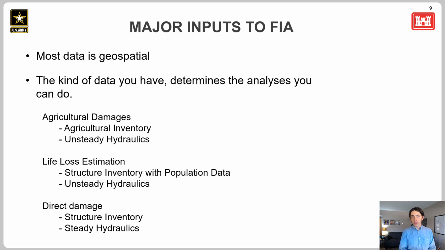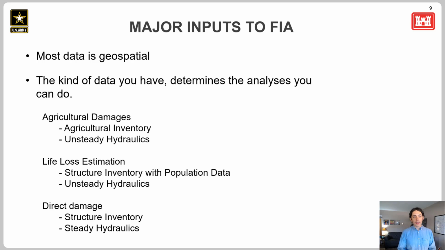So for an agricultural damages compute, you need agricultural inventory. So you need to know where your crops are, data about the crops, how they respond to flooding, and unsteady hydraulics. That part's important, and we're going to talk about that in the next slides. Some kinds of computes need unsteady hydraulics and some are okay with steady, and I'll explain what those words mean.